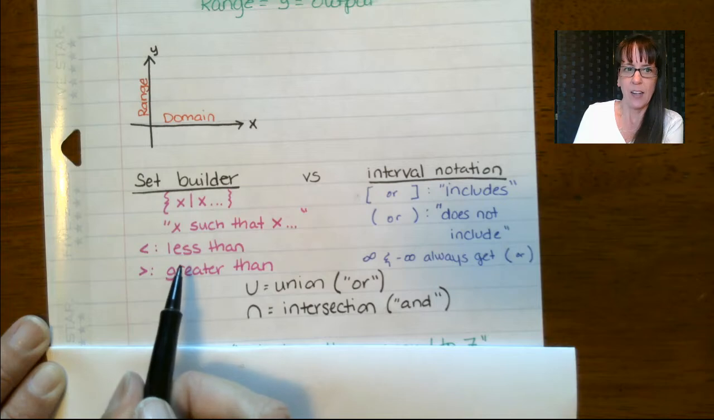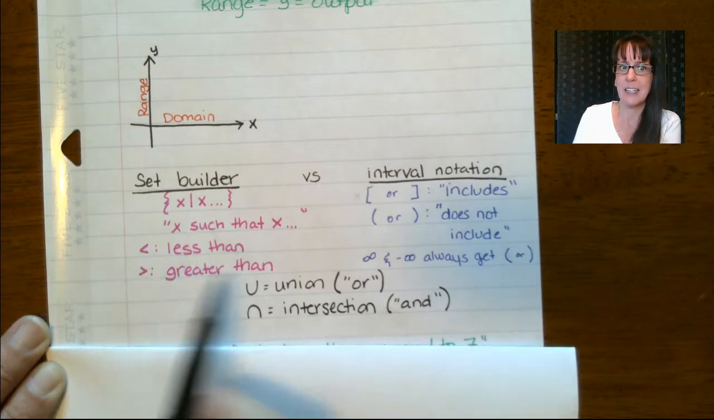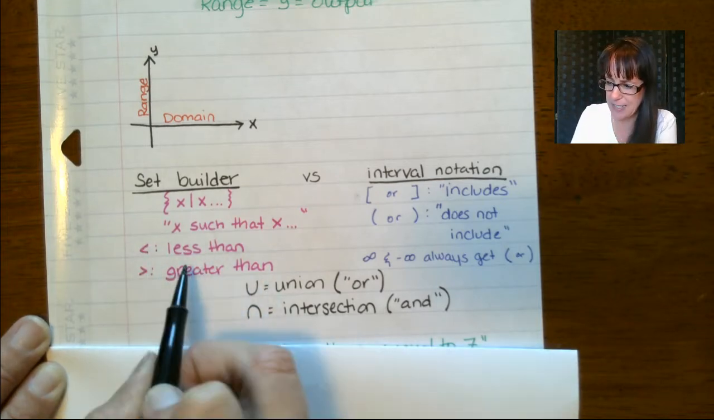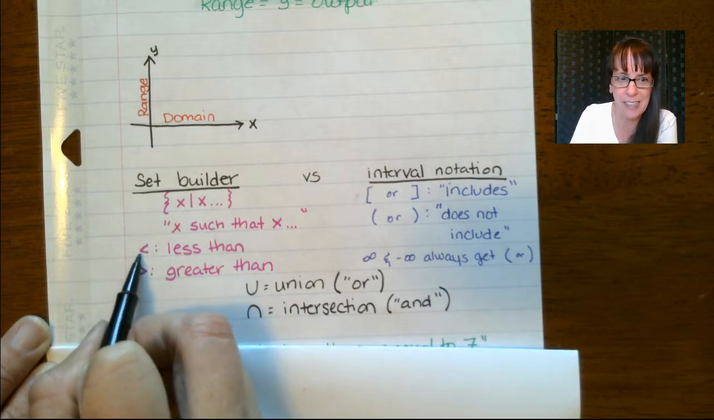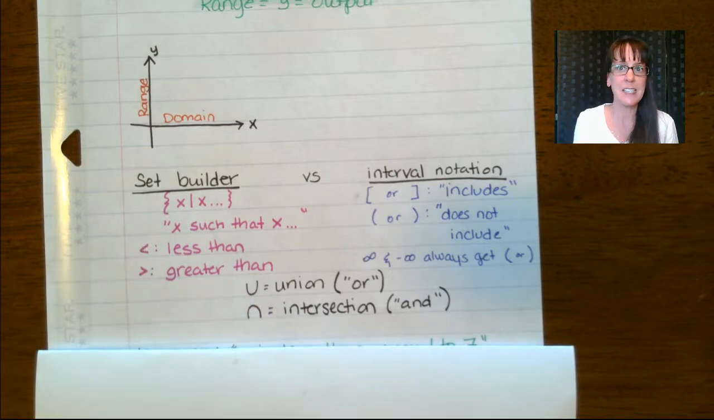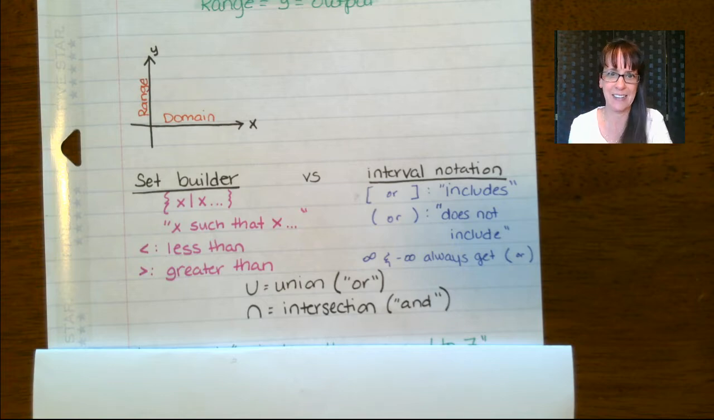Now, a lot of kids get messed up on less than and greater than. If you take a look here at this less than, you'll see it looks like a little L. So if you're looking at the symbol and it looks like an L, definitely a less than.